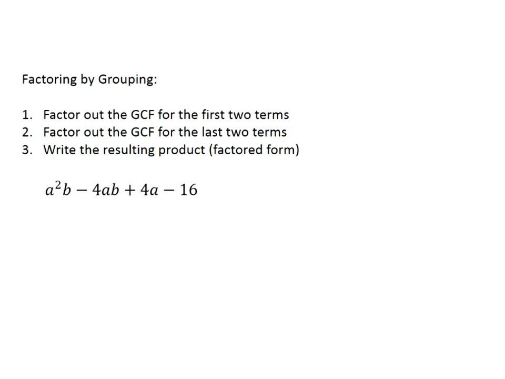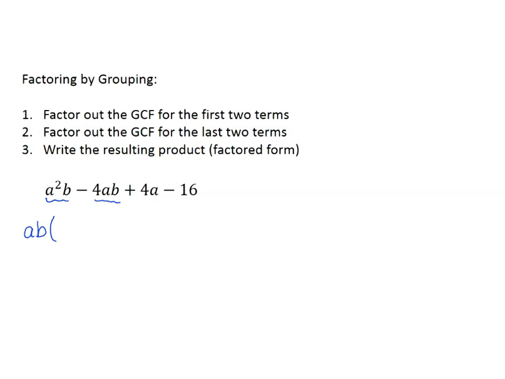All right, so let's look at this first one. We've got a squared b minus 4ab plus 4a minus 16. So we're going to follow the steps that are listed above, and we're going to factor out of the first 2 terms. So if I look at just these first 2 terms, I can take an a out and I can take a b out.